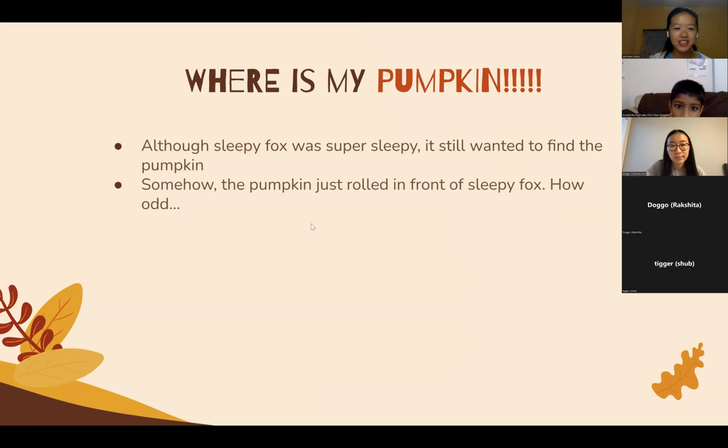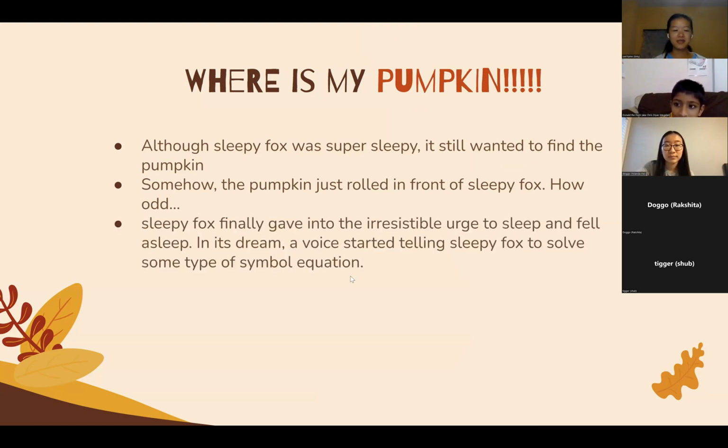So Sleepy Fox is walking around and they just stumble across the pumpkin, but the problem is Sleepy Fox is so tired that they just fall asleep. And the funniest thing is that they have a dream, right? And a voice in the dream starts telling Sleepy Fox to solve this equation that they've never seen before. So that's kind of funny.